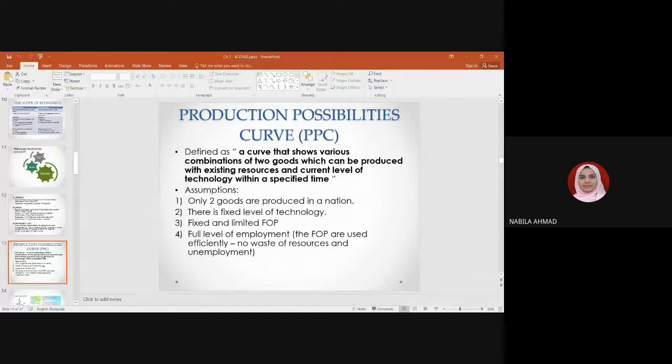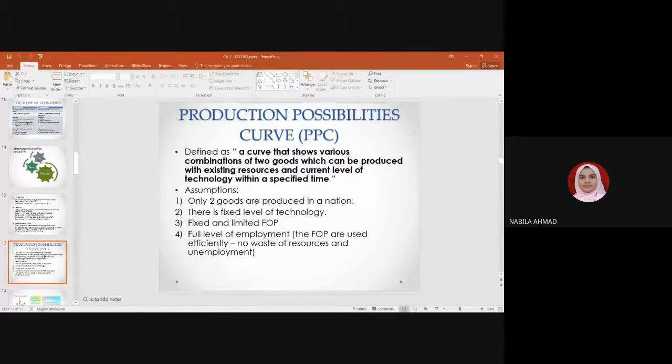Okay, which means dia adalah curve ataupun keluk lah, a curve that shows 2 goods produced in a nation, 2 jenis barang yang dihasilkan di dalam negara menggunakan sumber yang ada dan juga teknologi yang ada. So itu adalah PPC. So before we go further, we have to learn the assumptions first. So bila kita nak belajar lebih lanjut lagi tentang PPC, kita kena tahu dia punya assumption.